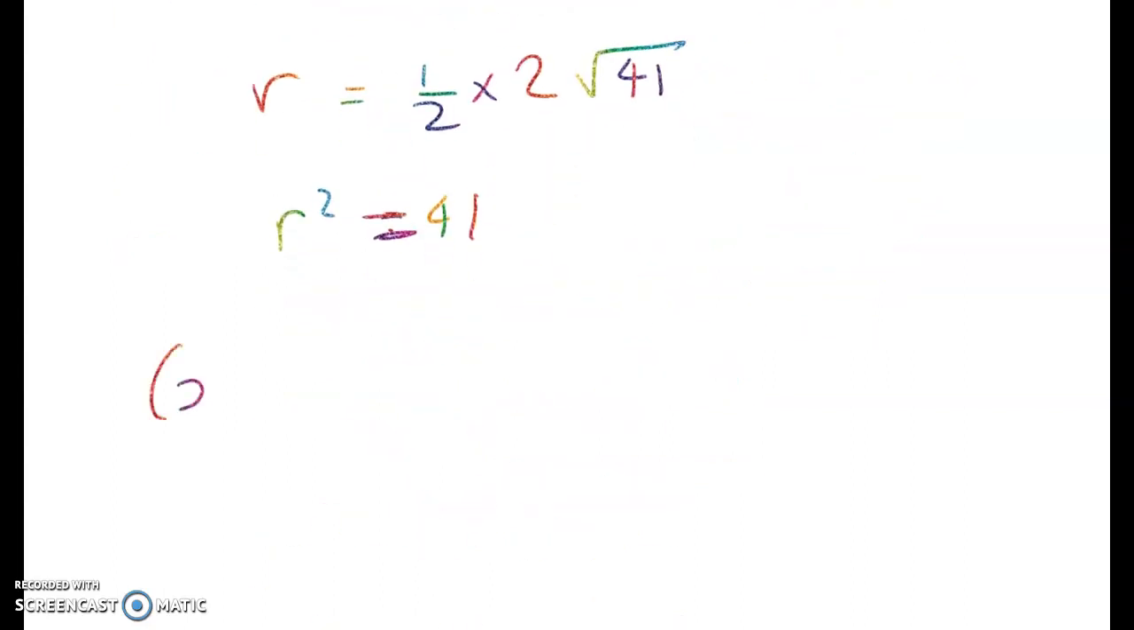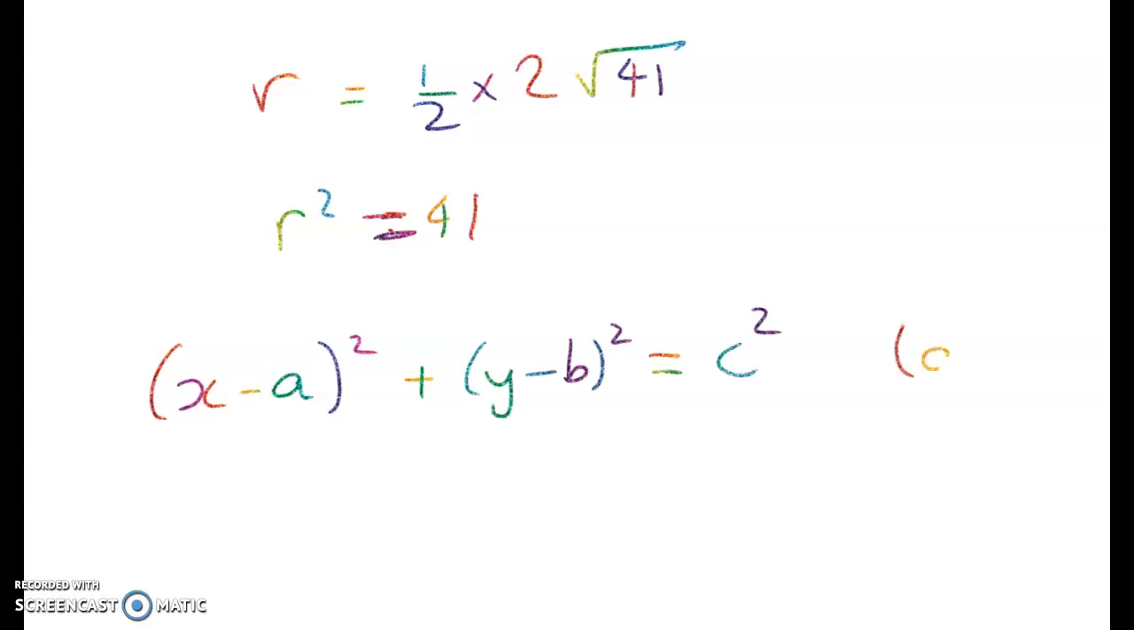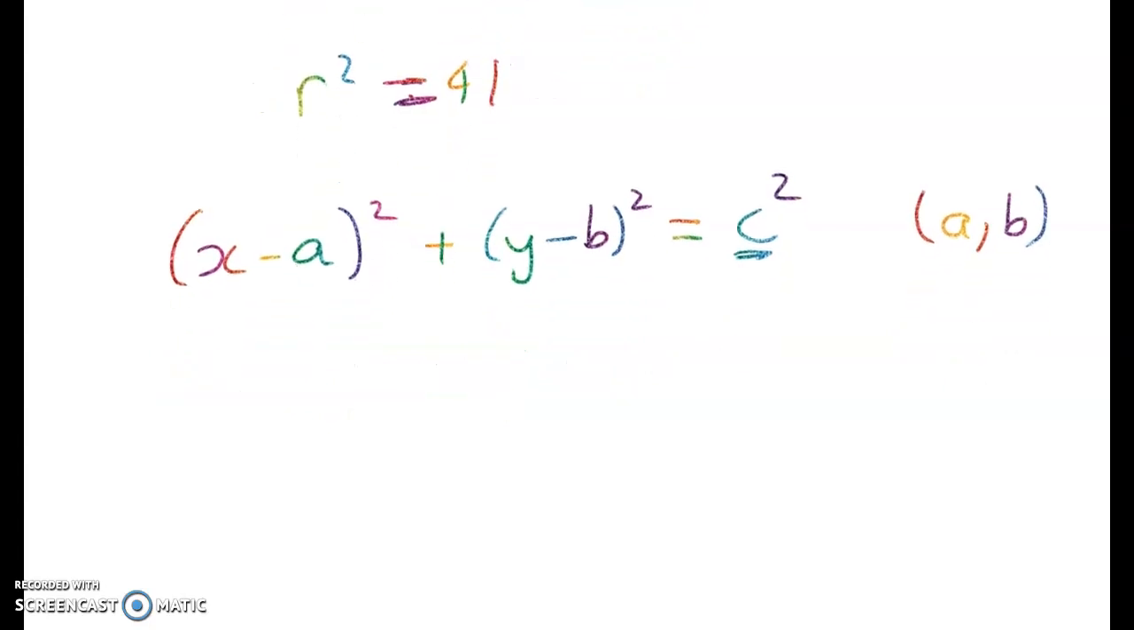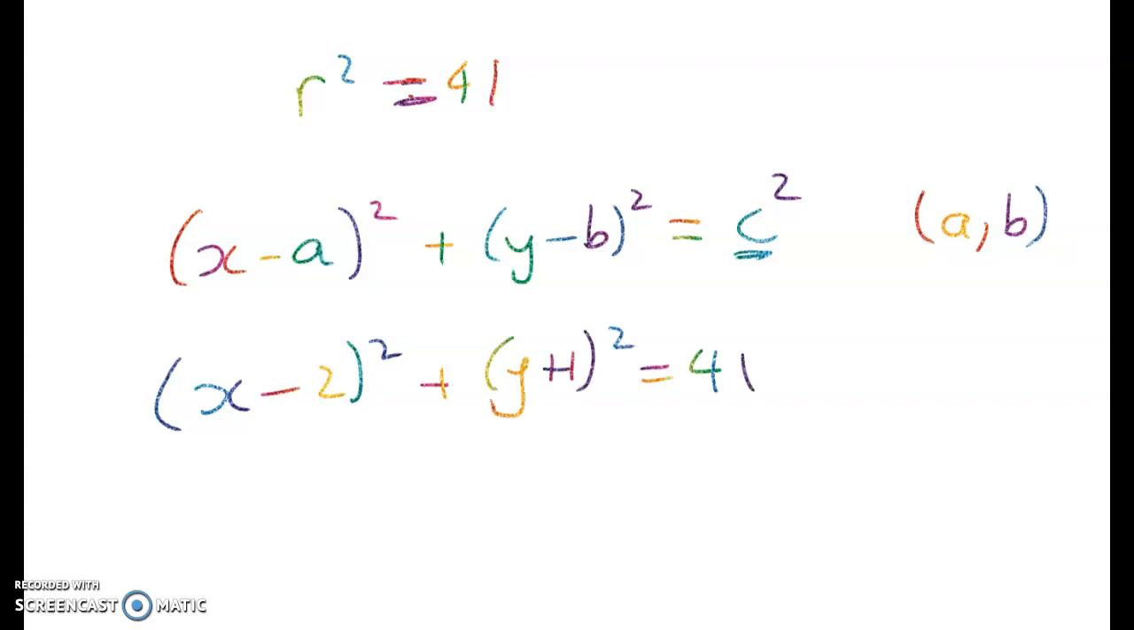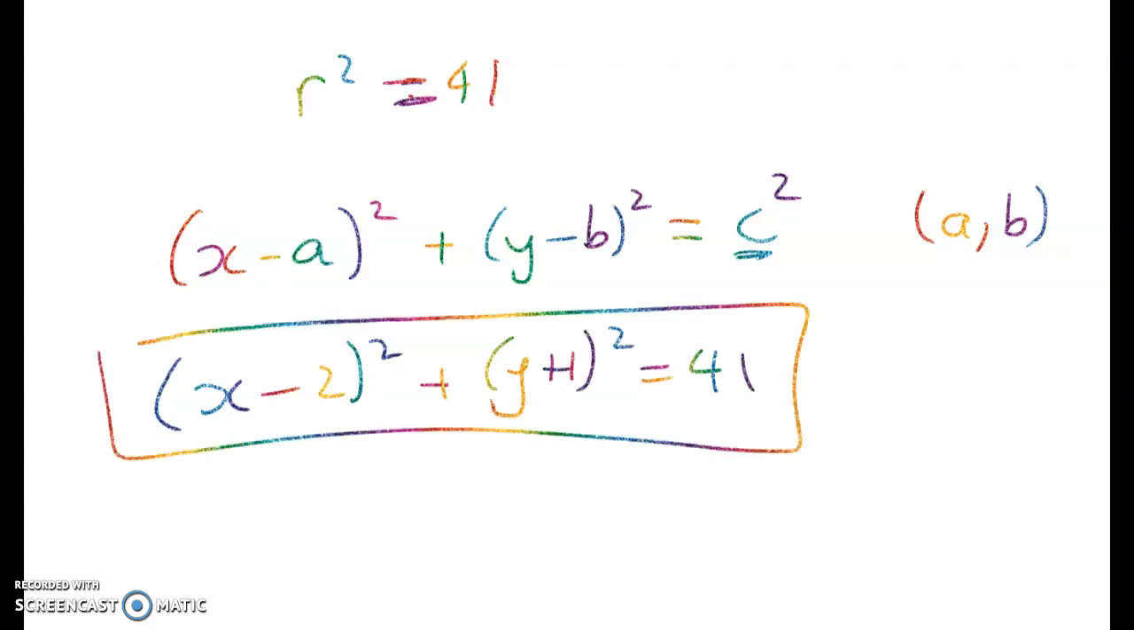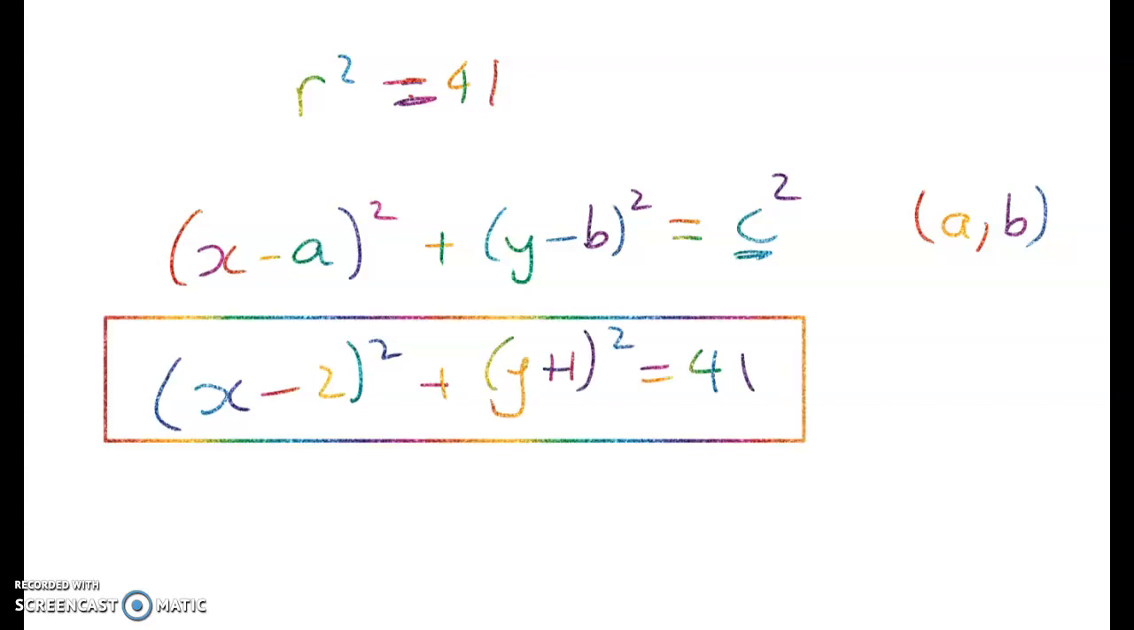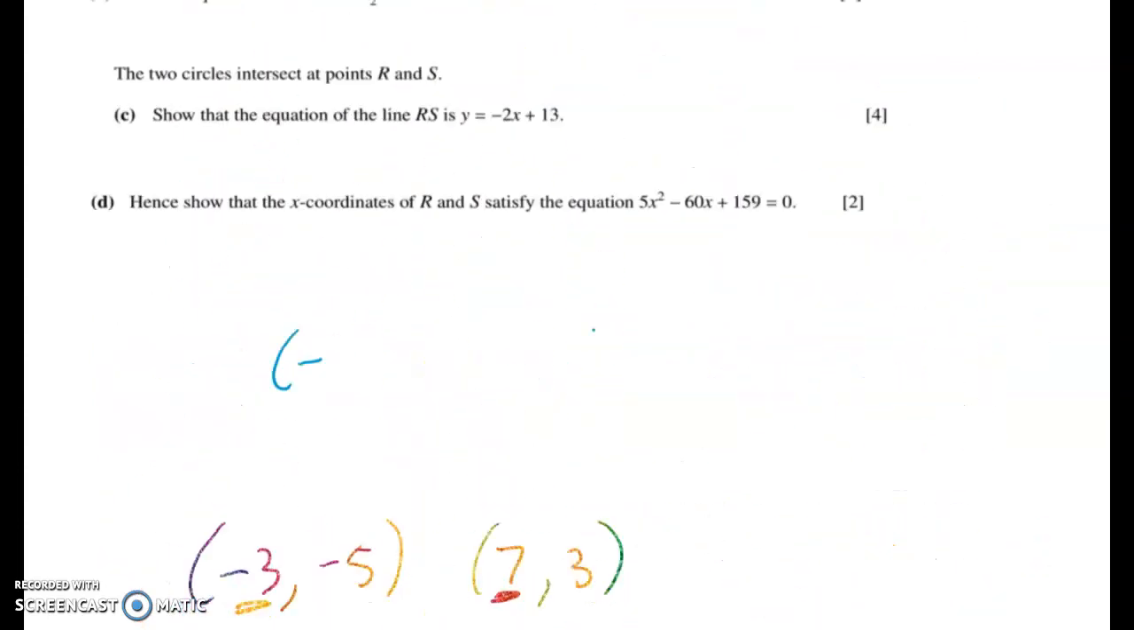So my format for the equation of a circle is this: x minus a squared plus y minus b squared is equal to c squared, when the center is at (a, b) and the radius is c. So in this case, that gives me an equation of the circle, which is x minus 2 squared plus y plus 1 squared is equal to 41. So that's the first part of that question done. Okay, let's go back up and see what happens to the circle next.